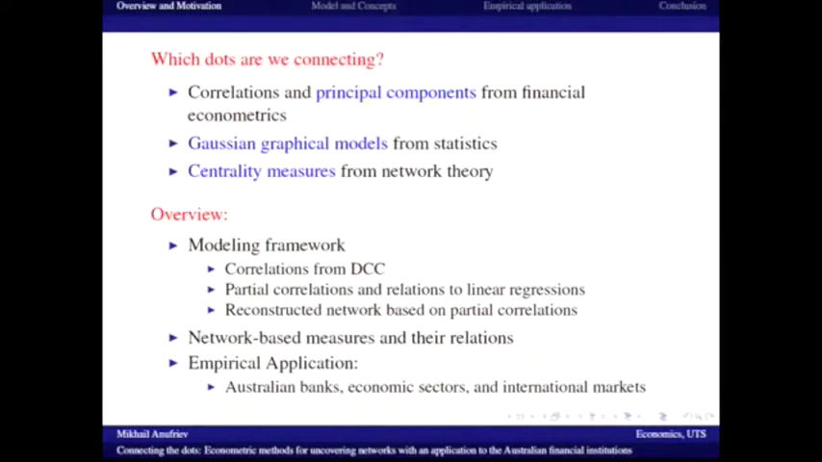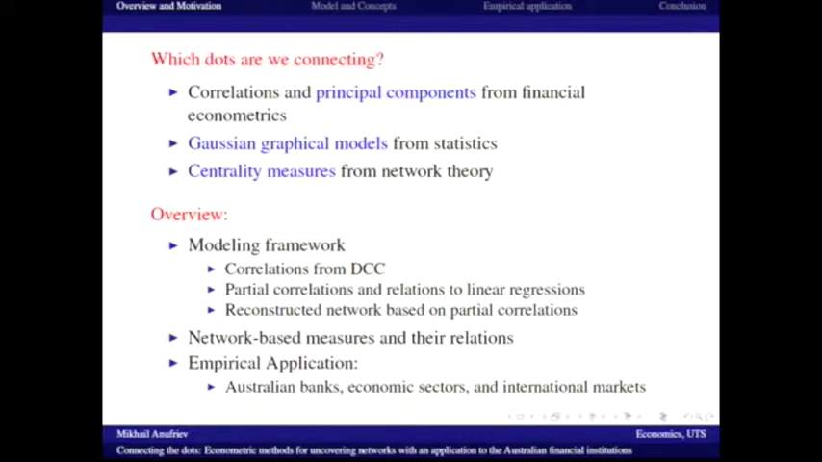The presentation is called Connecting the Dots, so which dots are we connecting? We try to find some relationship between three areas. I'm not much familiar with the first, for example, but I will try to explain more or less what it is. The first area is econometric modeling, financial econometrics modeling, on correlations. So you can compute a correlation matrix of financial entities.